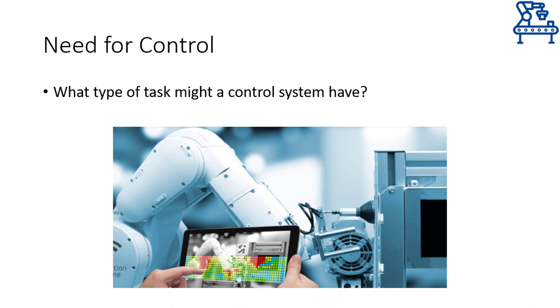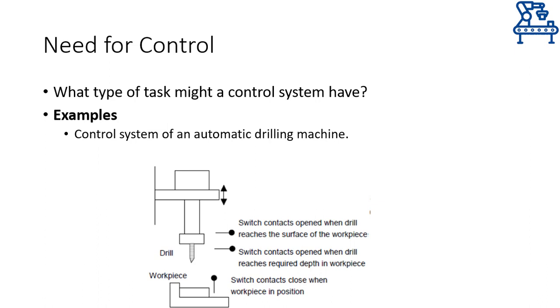I am going to present two representative examples only. However, there can be numerous, in fact limitless situations where industrial controllers are helping us out. So the first example is of a simple drilling machine that is required to drill a hole in the work part up to a defined depth.